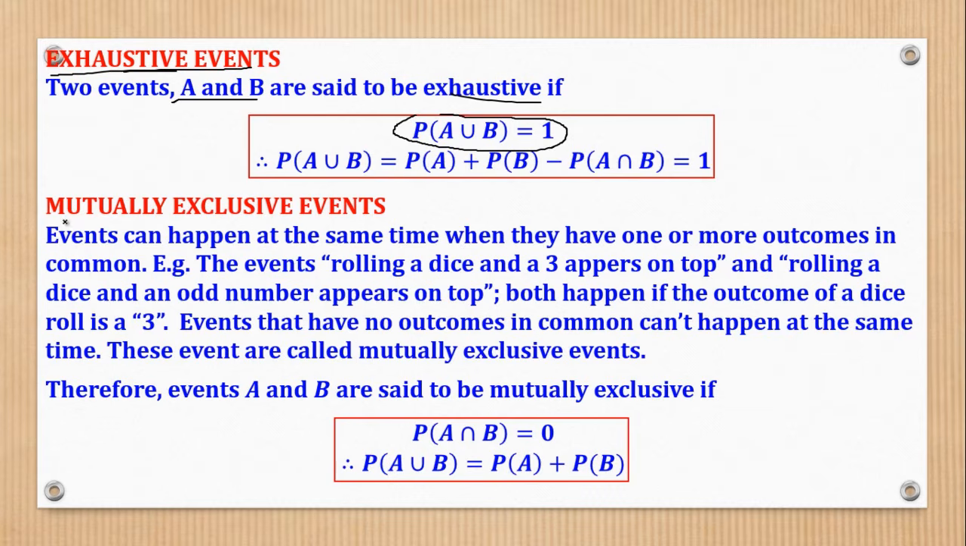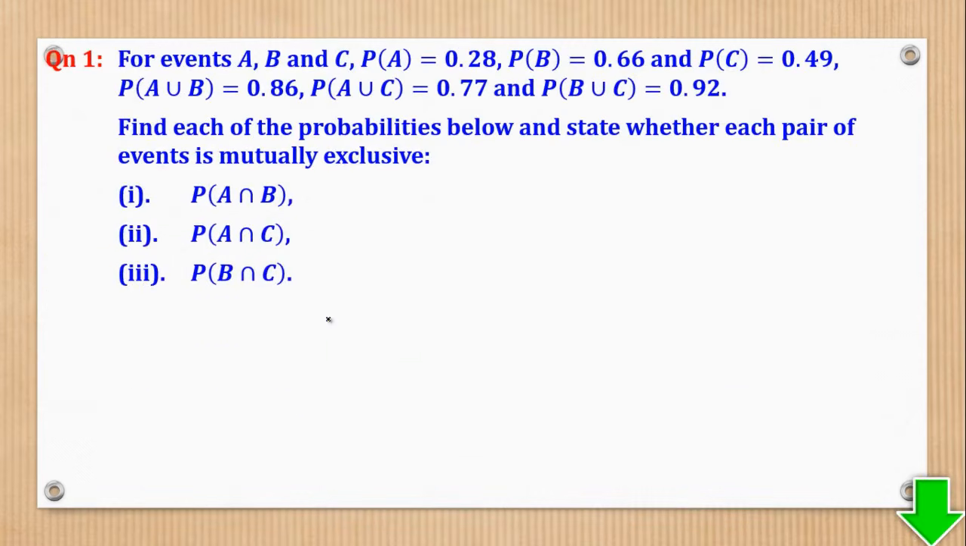What about for mutually exclusive events? So when they say that two events are mutually exclusive, what should come in your mind is that their intersection is equal to 0. Those are the conditions. For exhaustive, union is equal to 1. For mutually exclusive, intersection is equal to 0. And we shall see how helpful these conditions are. So let's first go through the questions which require those two events, then we shall go to the other type of event.